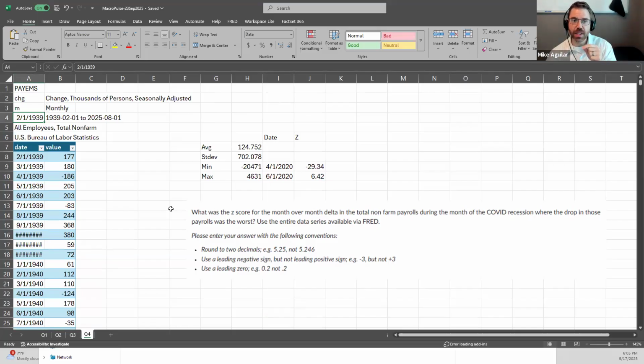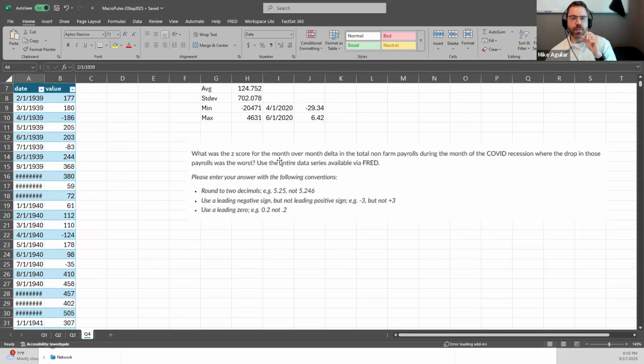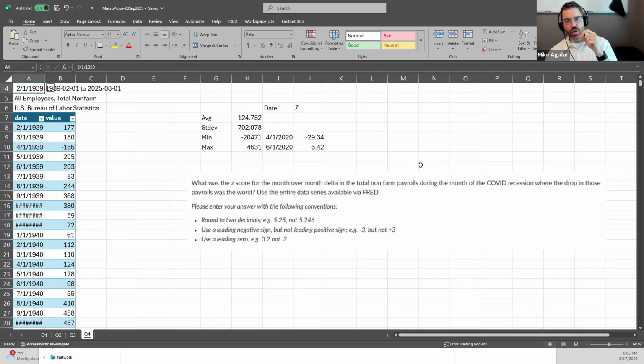Now what you need to do, though, is read the rest of this. Month-over-month delta, yeah, we got that. Total non-farm payrolls, PAYEMS, we got that. During the month of the COVID recession where the drop in those payrolls was the worst. So if we want to automate this, we've got to start thinking, was COVID the worst? Because if COVID was the worst, then I could just use the max or the min operator that we were using before over the whole data series. If COVID wasn't the worst, then I need to start doing a conditional statement. I would have to truncate my search.